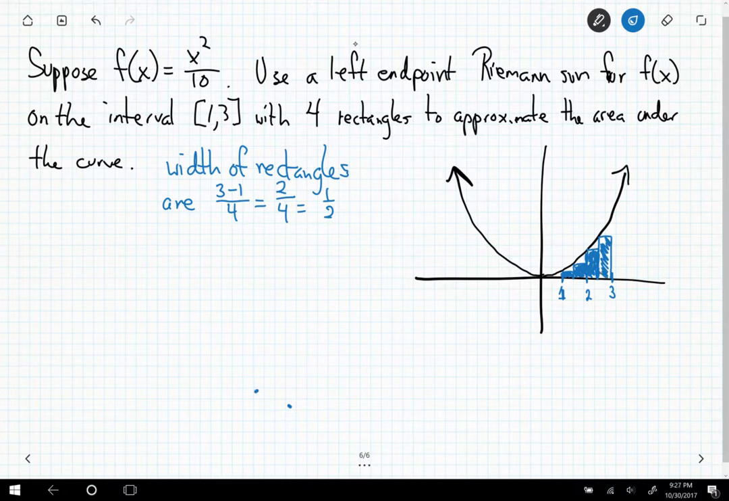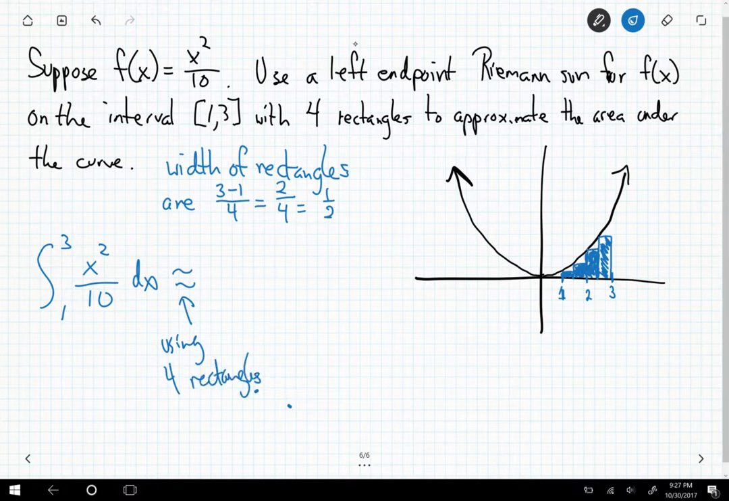So now, how do you find the area of a rectangle? So the approximation, by the way, we'll write this in time, this would be the area from 1 to 3 of x squared over 10 dx. Approximate, this really isn't going to be a great approximation. This is using 4 rectangles. What actually happens? Well, let's see.